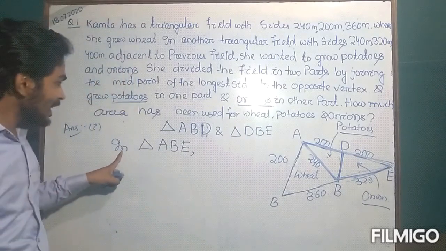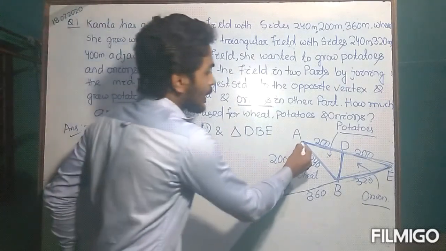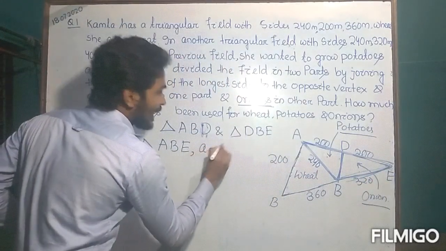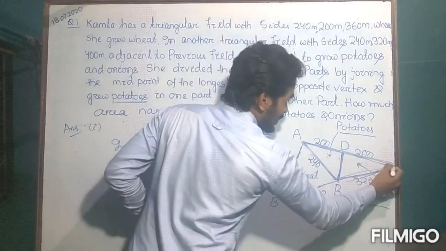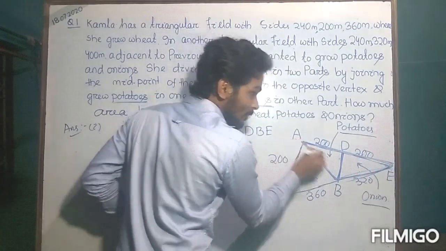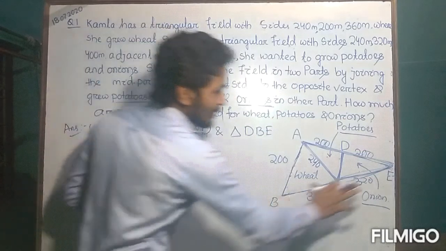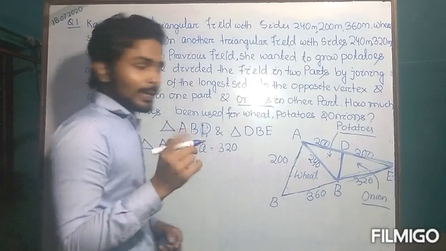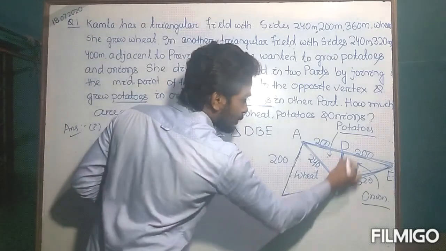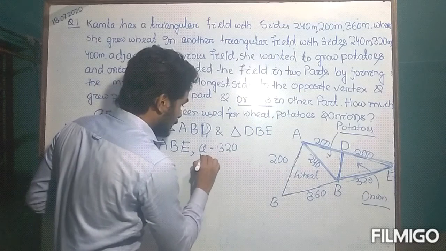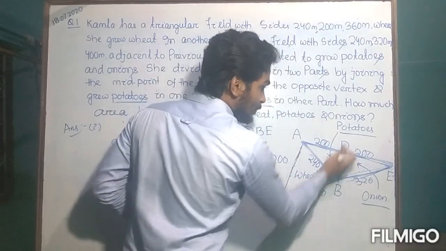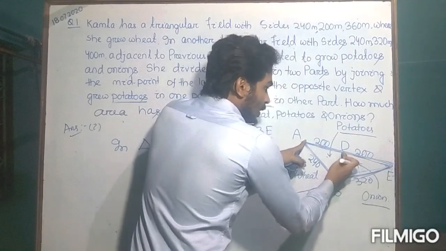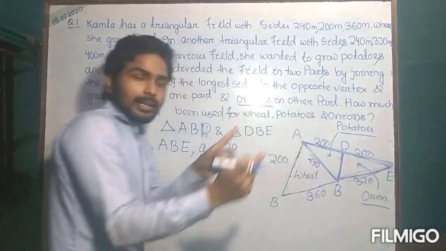Okay, so I am writing this in triangle ABE. You have small a. See, since this is the triangle and this is the capital A angle, its front side is B. So this is small a, that is 320. Okay, and small b, this is the capital B, its front side is this AE. AE is how much length? 200 plus 200, that is 400.